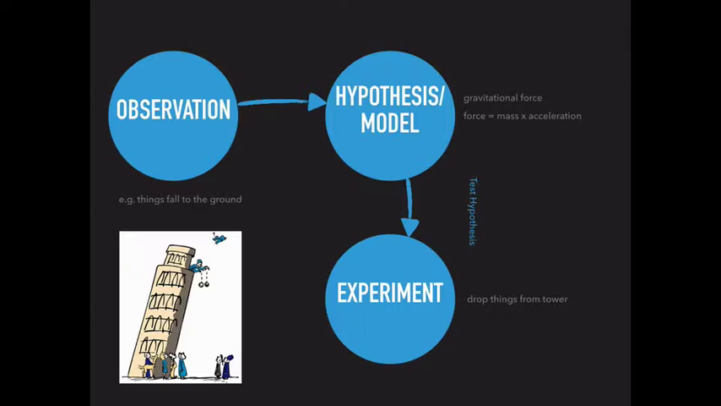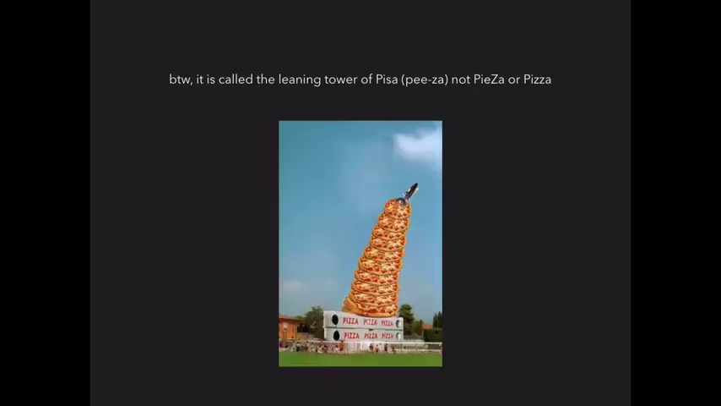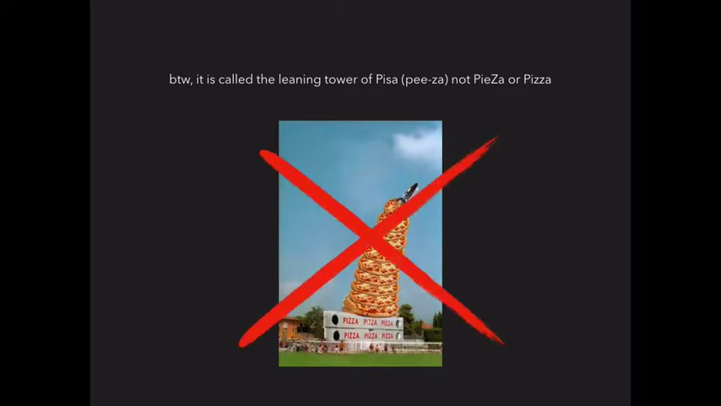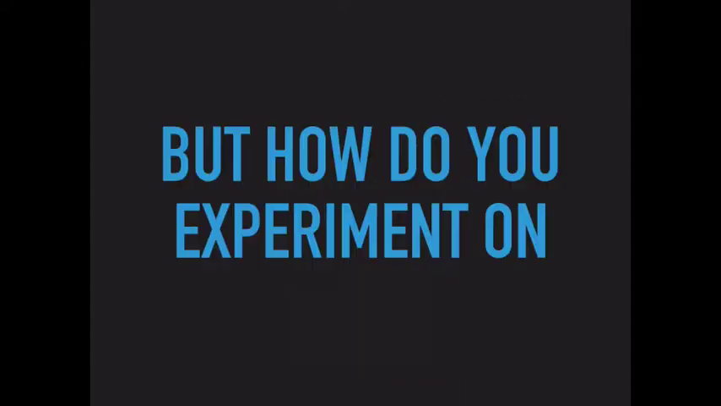Now, after you do your experiment, you may observe that your model doesn't fit all the experimental results. So what do you do? You take your experimental results and then you refine your hypothesis over and over again. And by the way, it's called the Leaning Tower of Pisa, not pizza, okay? Some people say it's the Leaning Tower of Pizza. It's not. It's the Leaning Tower of Pisa, not pizza. Okay, so that's fine now.